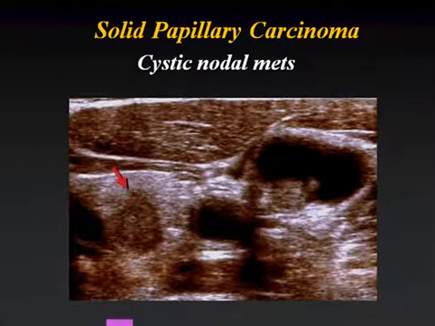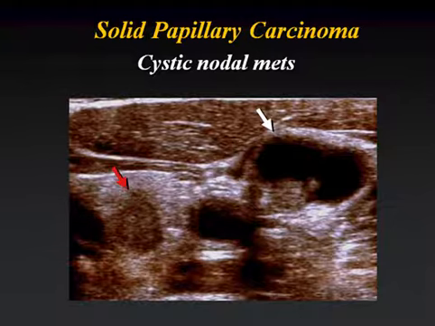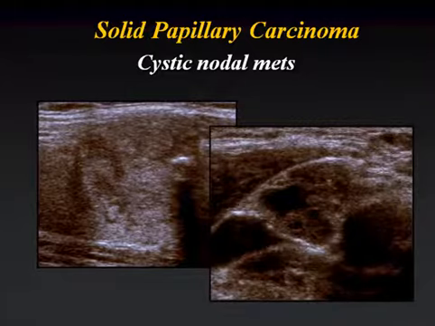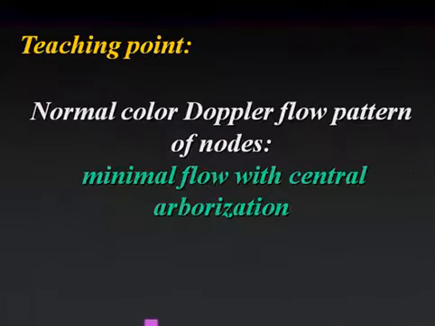So don't require that the neck nodes look the same as the primary. Here's a patient with a primary cancer in the thyroid, and just immediately adjacent to it, the cystic nodal mets has an extensive cystic change. So again, there's often quite a discrepancy in the echogenic appearance of nodes versus primary cancer. Here's a solid papillary carcinoma that has calcification and yet extensive cystic change within the nodal mets.